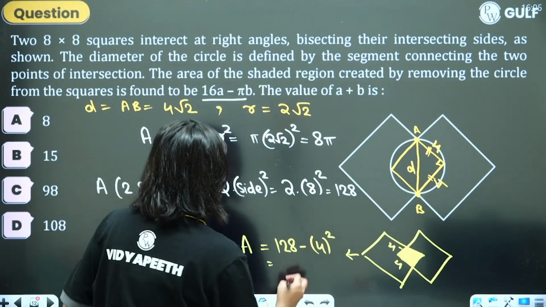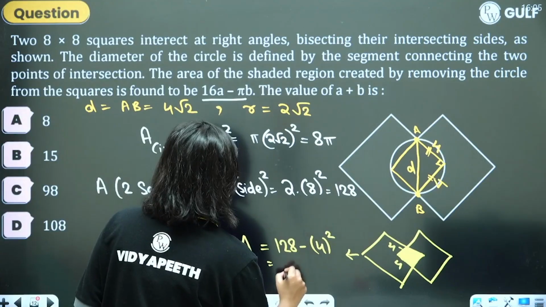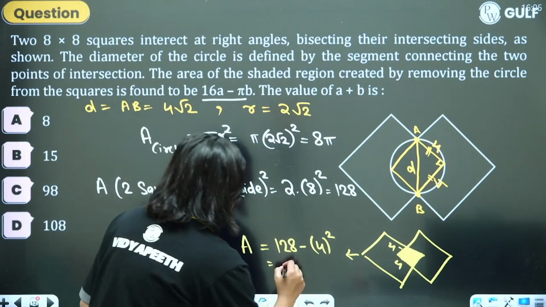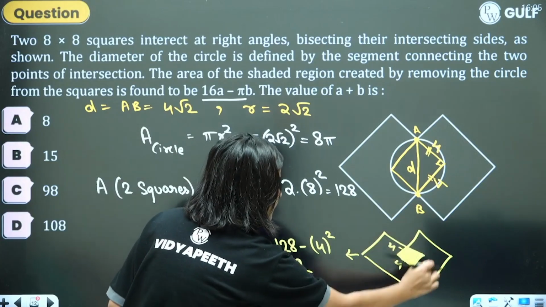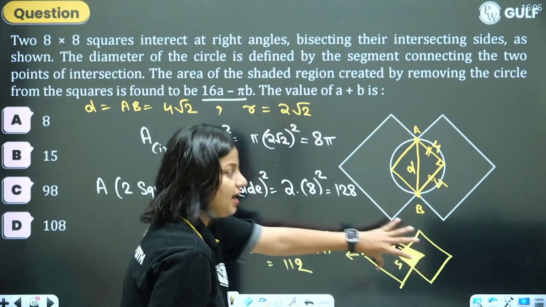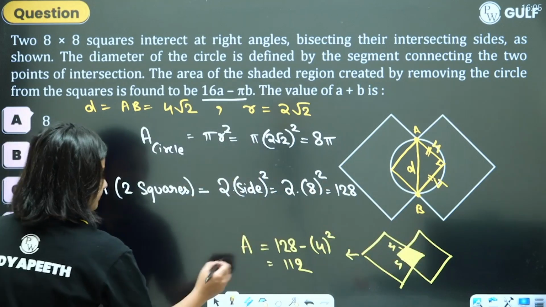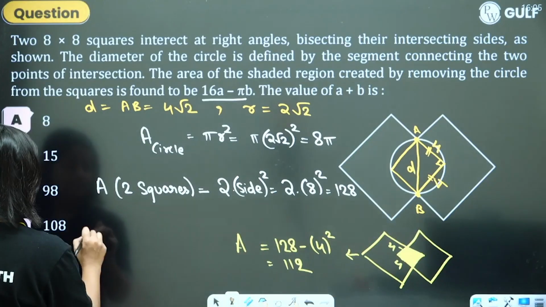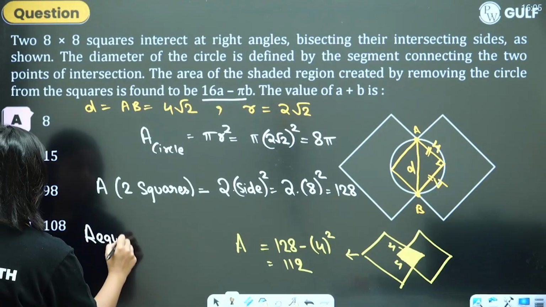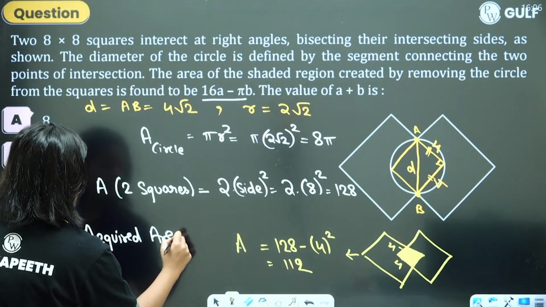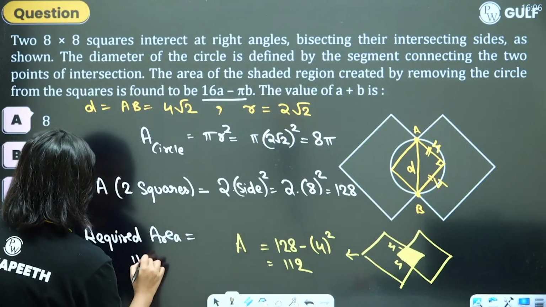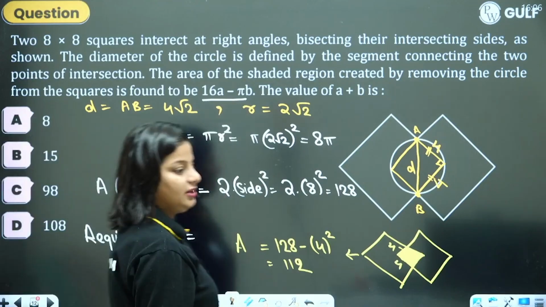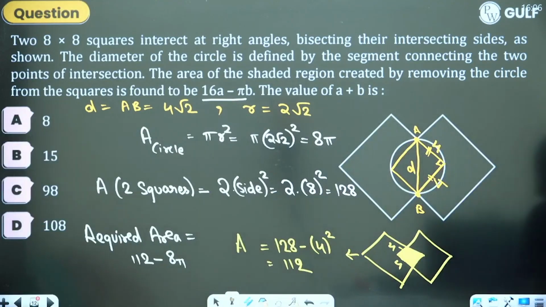How much? 16 from 28, 12, 112. So that means this area is 112, and from this area, if I subtract the area of the circle, that will give me my final answer, right? So the shaded required area is equal to 112 minus 8 pi. Try to compare it with the given thing.